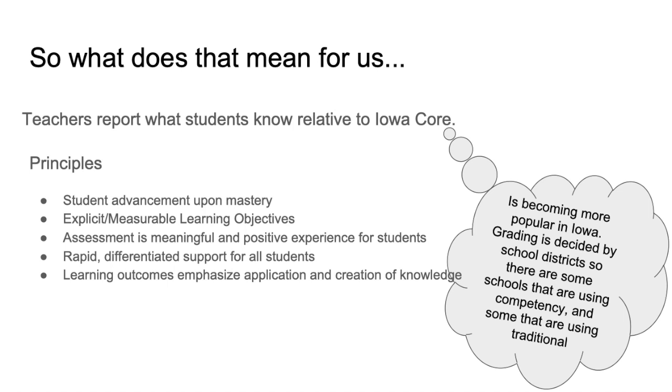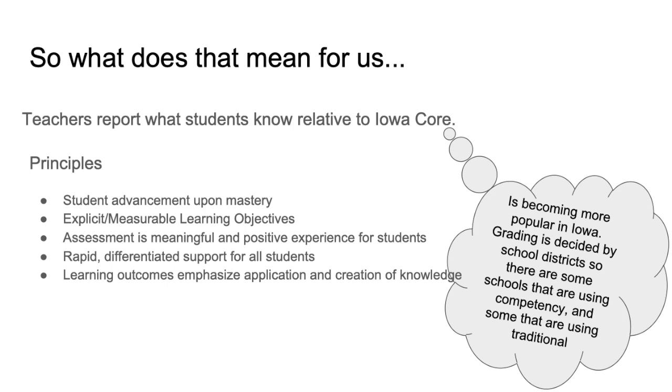So teachers report what students know relative to Iowa core. A lot of times our school districts will decide for us what kind of grading system we're going to have. So traditional would be the A, B, C, D, E, or A, B, C, D, F. But like the video said, the competency based is 1, 2, 3, 4.